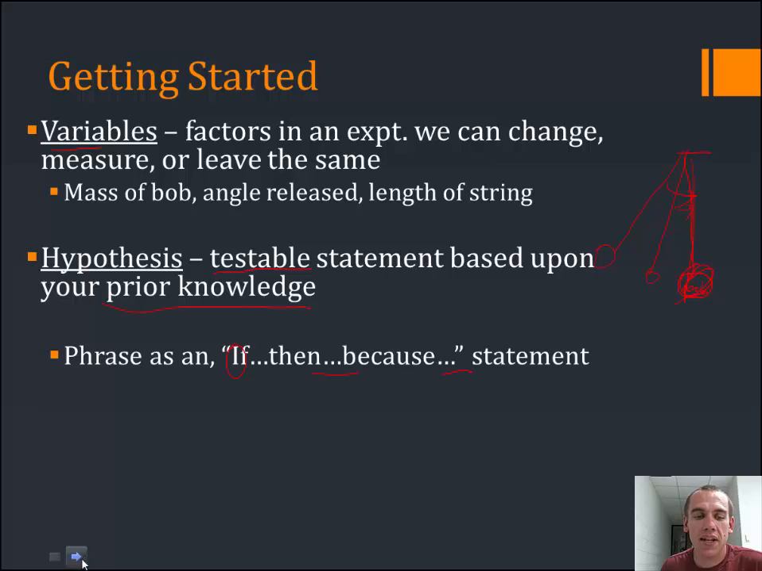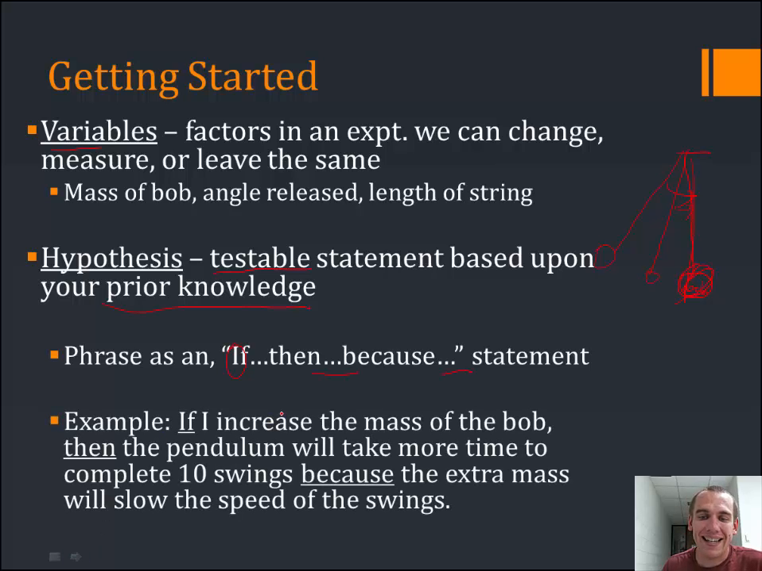And I'll show you an example hypothesis here. If I increase the mass of the bob, so this tells me what I'm changing. And you'll notice I didn't say if I change the mass of the bob. Change doesn't mean anything. Change can mean increase or decrease. I want to know how I'm going to change it. So if I increase the mass of the bob, then the pendulum will take more time to complete 10 swings because the extra mass will slow the speed of its swings.